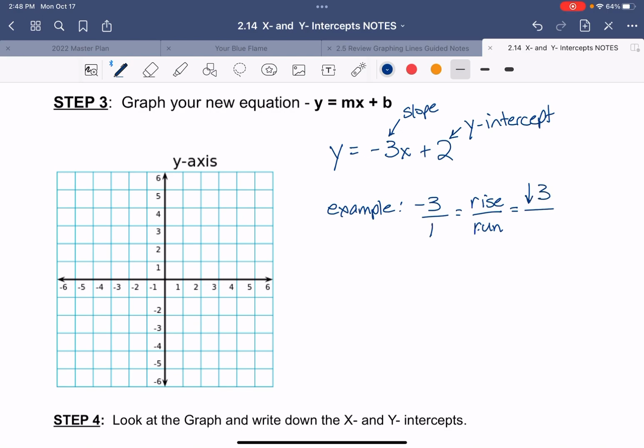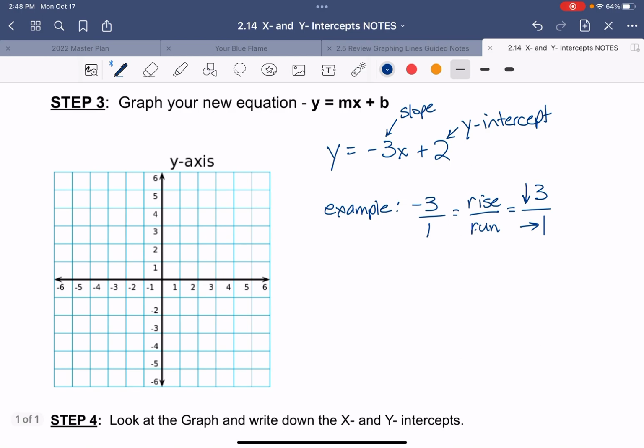Which direction do we go? We always go to the right. So we're going to go right 1. That's how we're going to figure out our slope once we plot our y-intercept. So our y-intercept is right here at positive 2. Right here. That's your y-intercept.